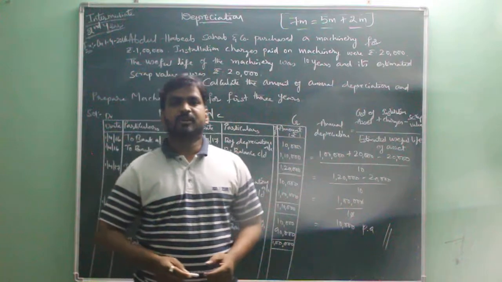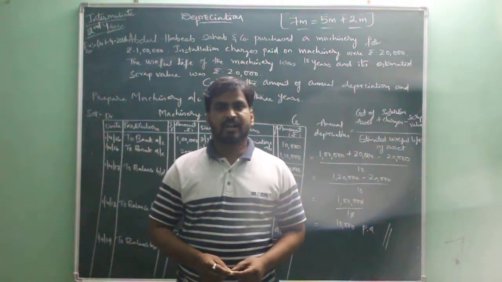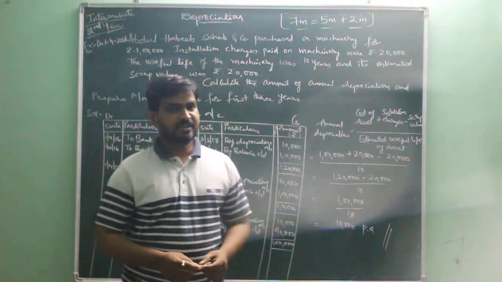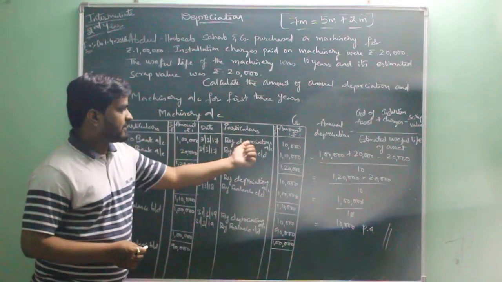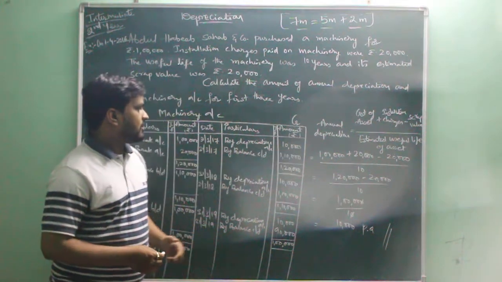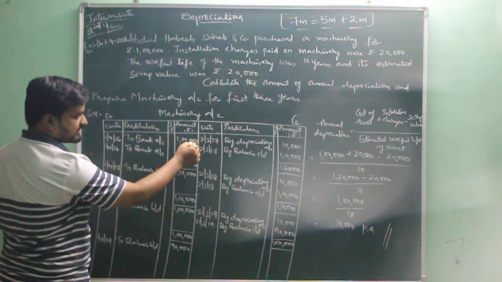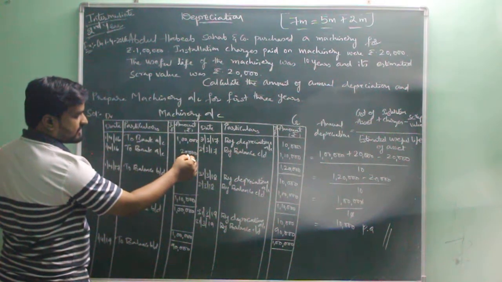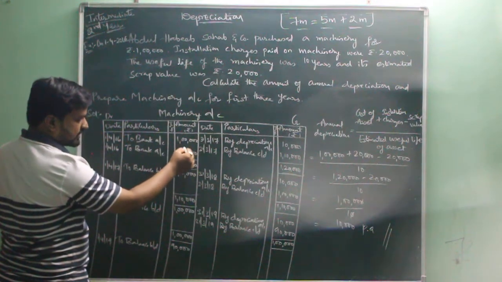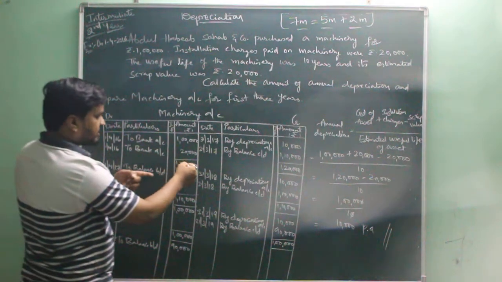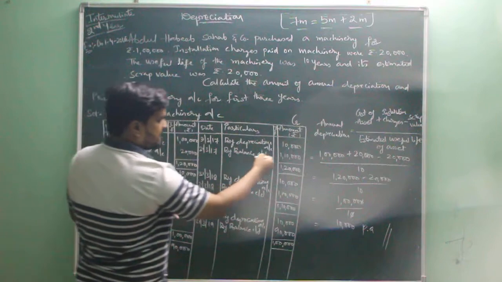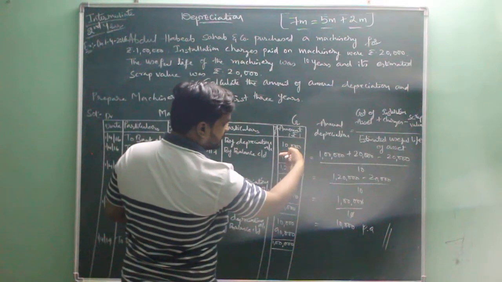So every year Abdul Habib Saab and company will be reducing 10,000 from the value of the machinery, which will be written as by depreciation account 10,000. Now here the total is 1 lakh rupees which they have paid for purchasing the machinery and 20,000 which they have paid as installation charges. Then the total will be 1 lakh 20,000.